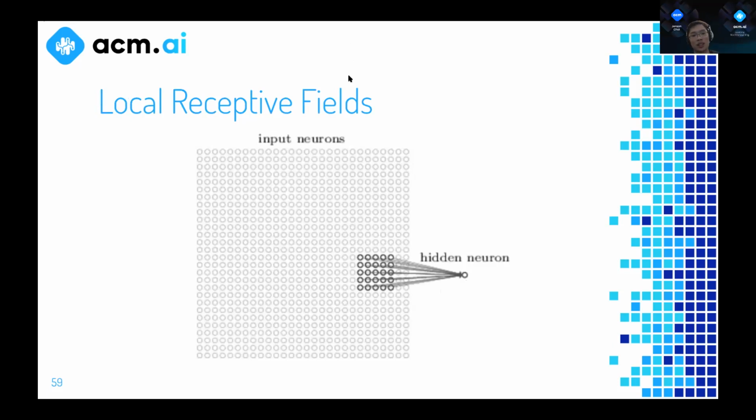Compare this to fully connected neural networks. If this is a fully connected or feed-forward neural network, then this neuron will be connected to every neuron in this input layer. And you can see this is not scalable as we deal with images of higher resolution.